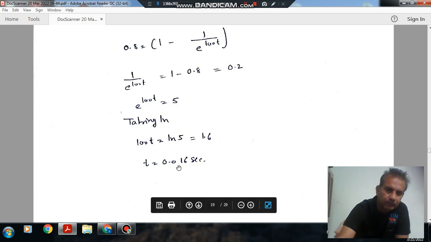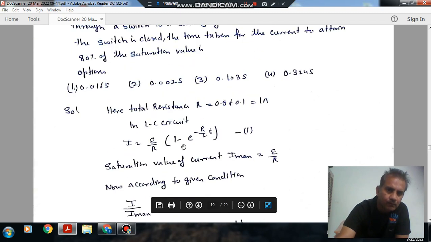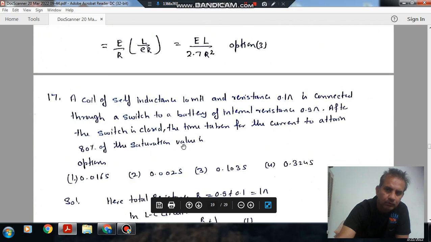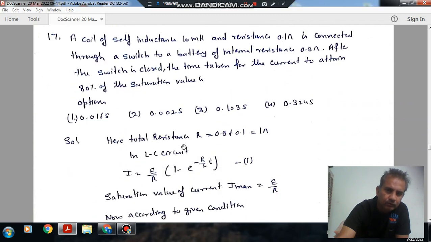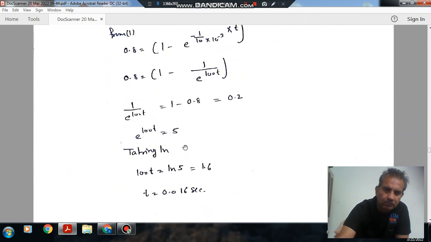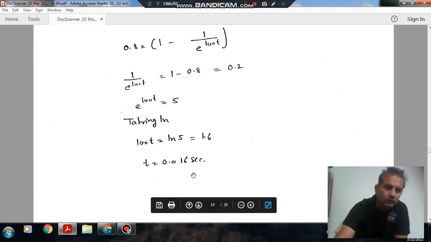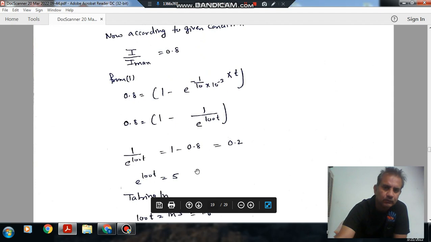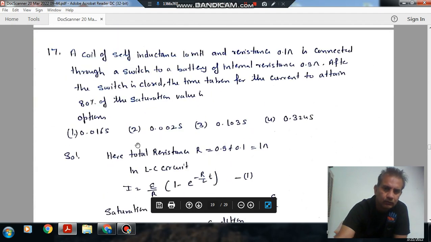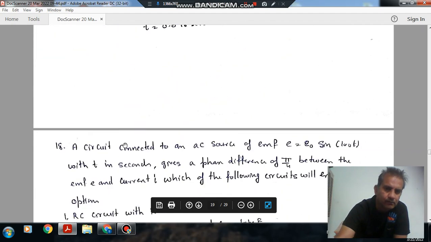So t will be ln 5 by 100. You have to remember ln 5, as it is not given in the question. So remember ln 5 is 1.6. So t is 0.016 second. Okay, option 1 is the right answer.